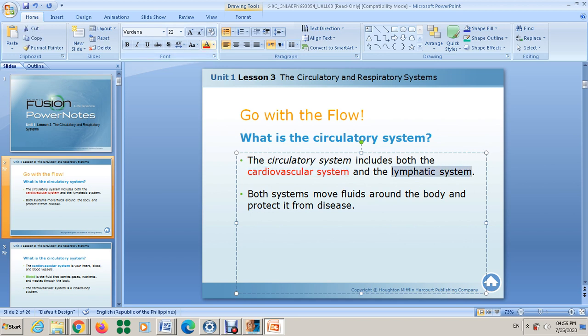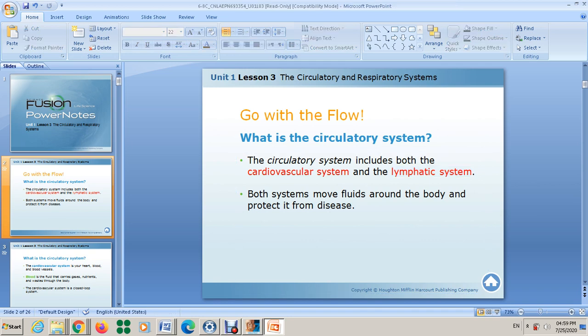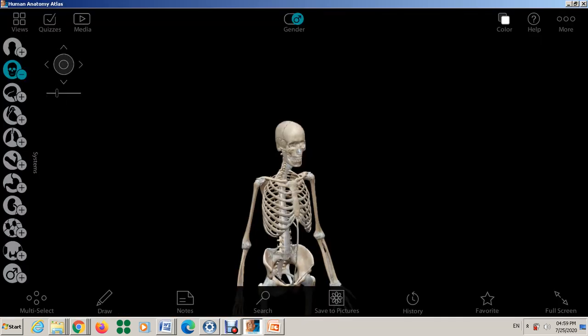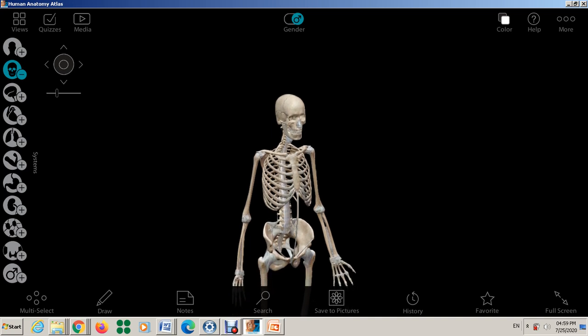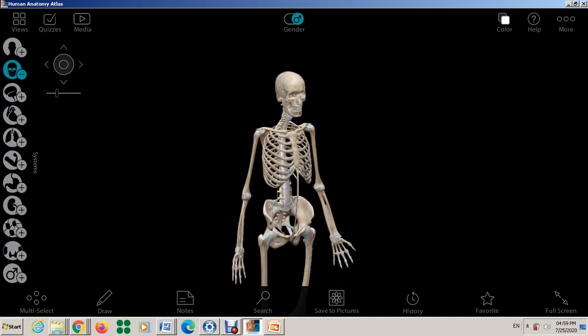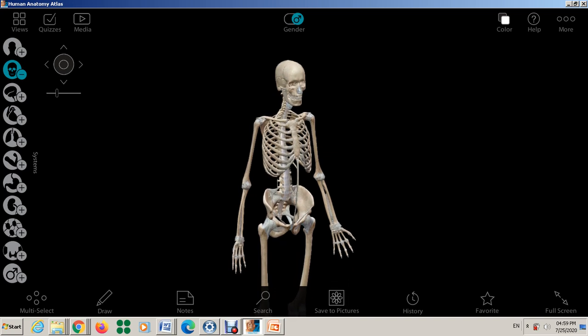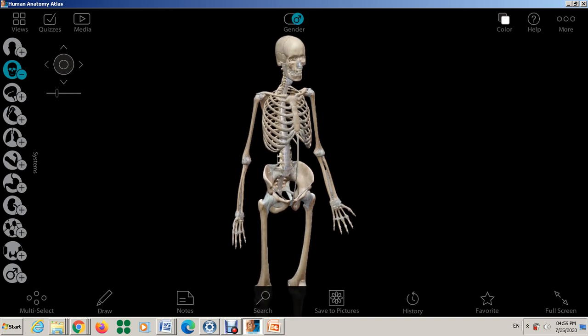You have something called the cardiovascular system and the lymphatic system. Both systems move a fluid around the body and protect it from diseases. Let's look at them to understand this. Look at this model here. This is the skeletal system. I want to remove the skeletal system. I want to show you the cardiovascular system.